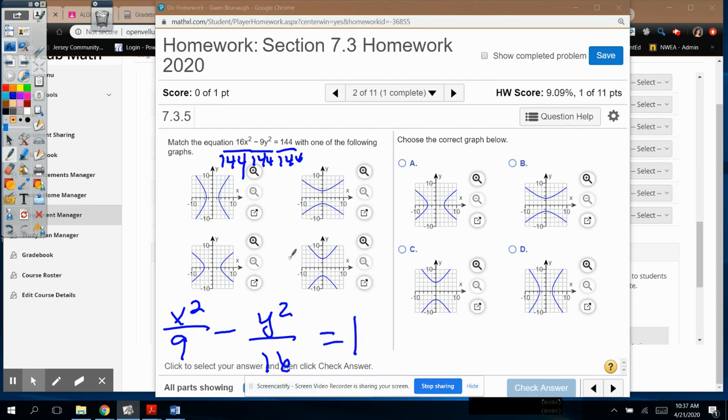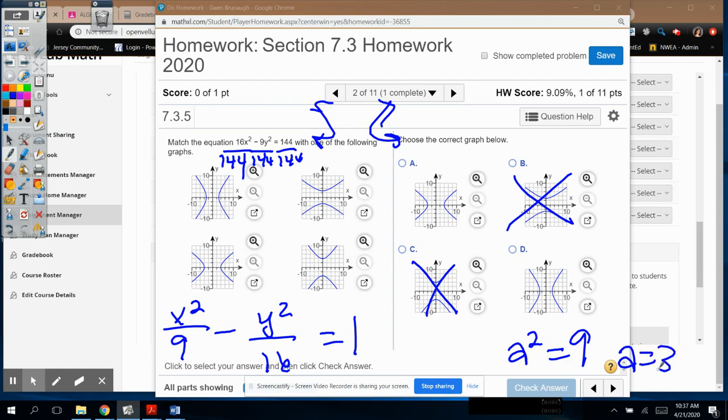Now the x is first, so it's going in the x direction again. So it's the one that's going left and right. So it can't be this and it can't be this. A squared is always first as well. It's not what's biggest anymore, it's what's first. So a squared is 9, which means a is 3 in the x direction. So which one of these goes over 3? This one looks like it's going over 4. It's going by 2s, don't forget. This one is going over 3. The answer is D as in dog.